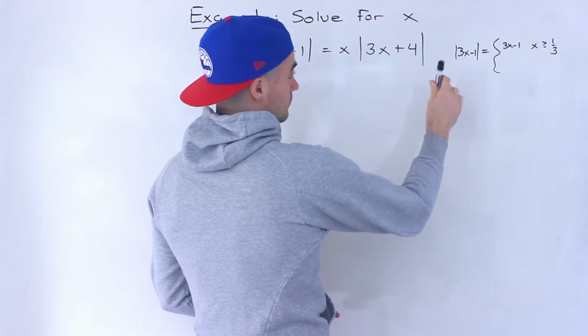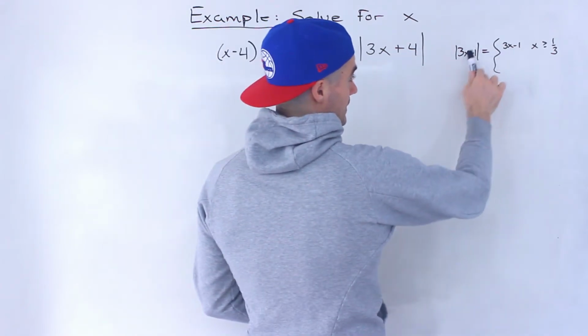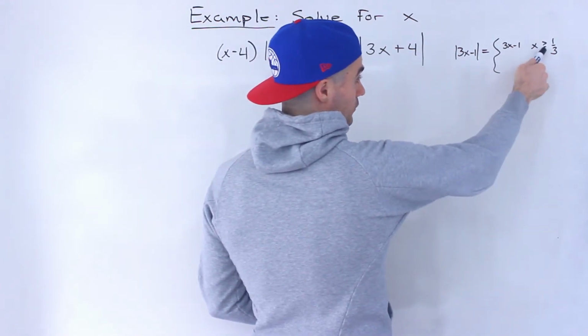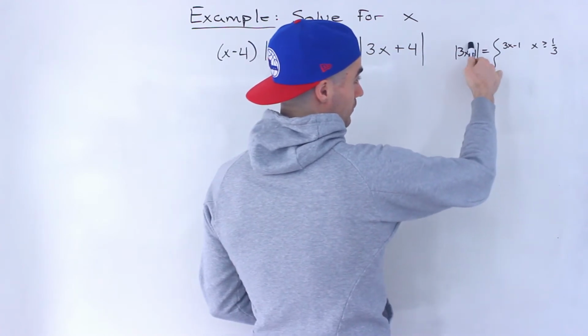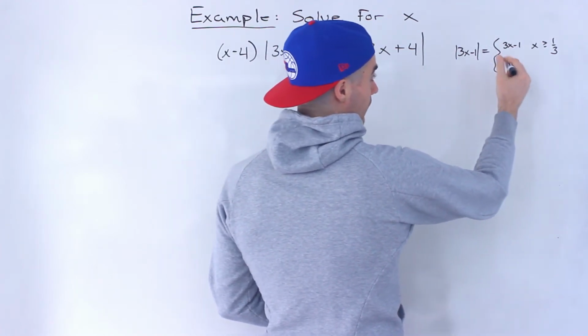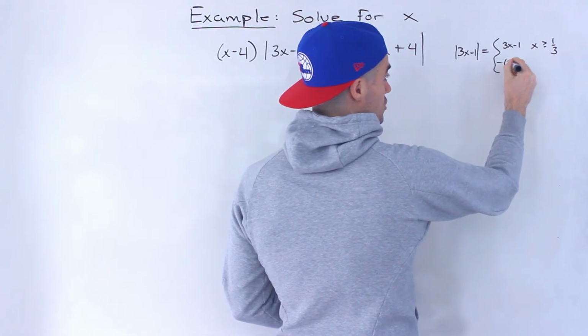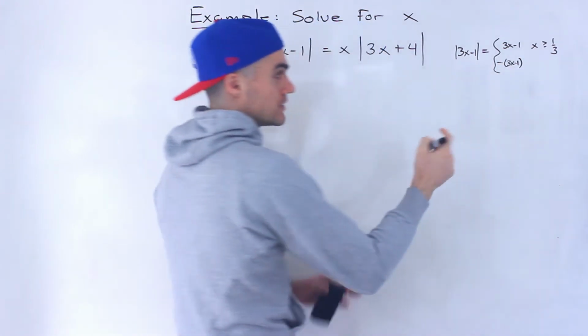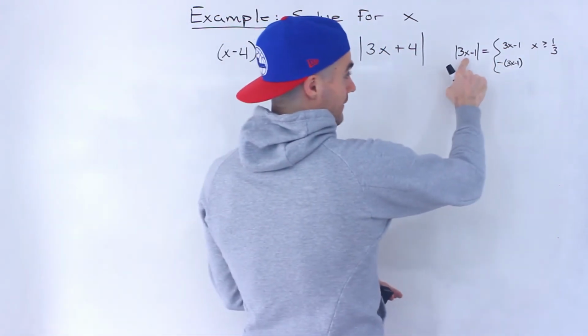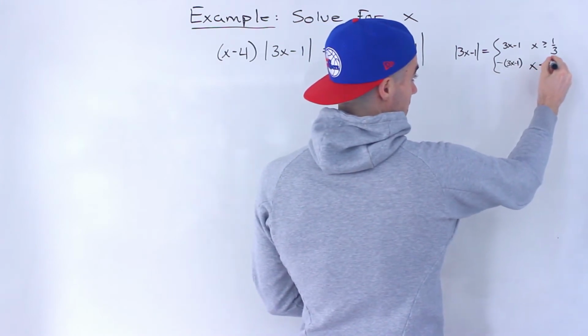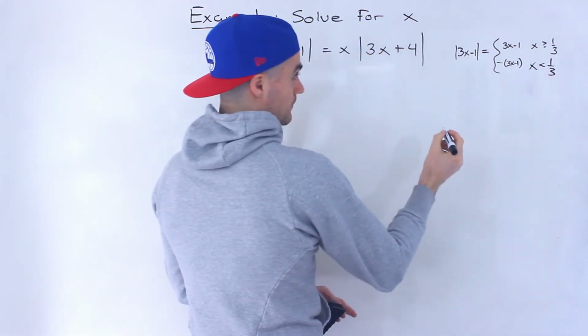So it stays as is. If x is greater than or equal to 1 over 3, this will be positive. Now, if it's negative, then we have to change it by multiplying it by negative 1 to change it to a positive. And this is going to be negative when x is less than 1 over 3.